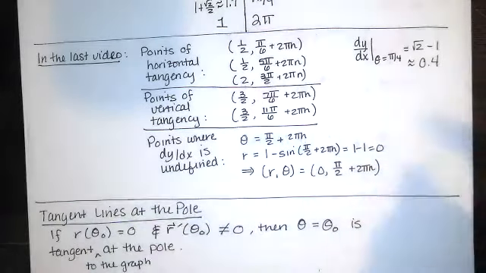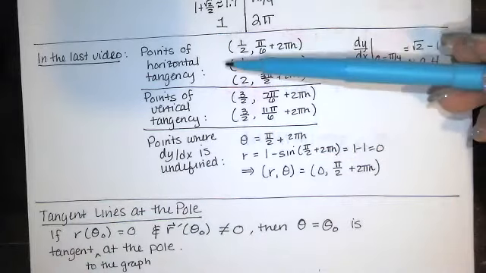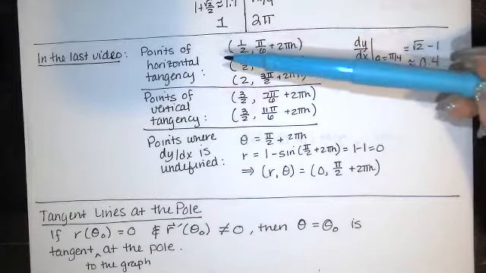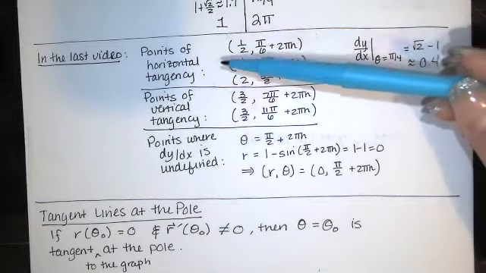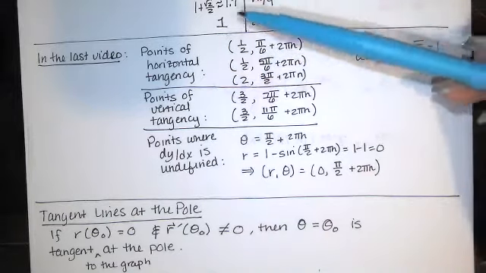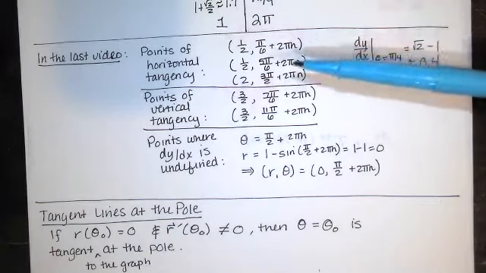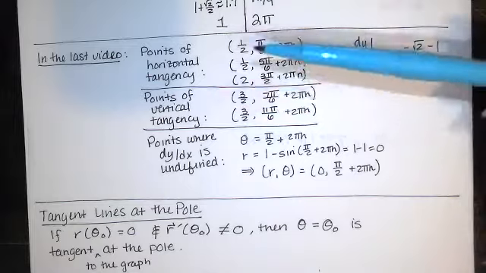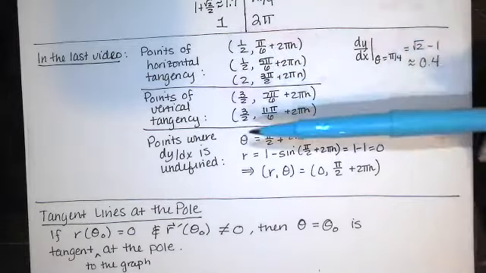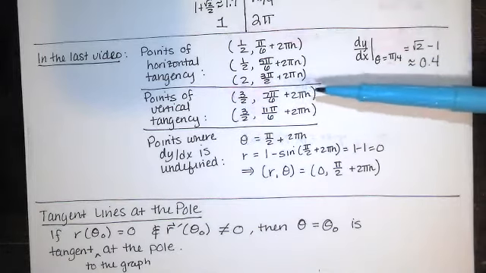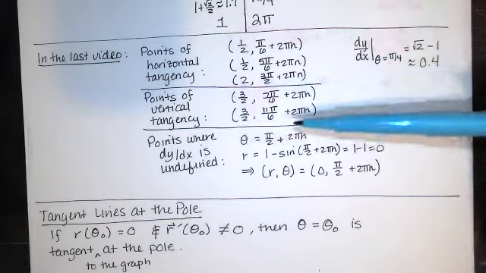Now, whenever we were calculating the points of horizontal and vertical tangency, we were setting y prime equal to 0, and we were saying, where's y prime equal to 0 when x prime isn't? And that's where we had horizontal tangent lines. And then for vertical tangency, I was setting x prime equal to 0, and I was saying, where is x prime equal to 0 where y prime isn't 0?